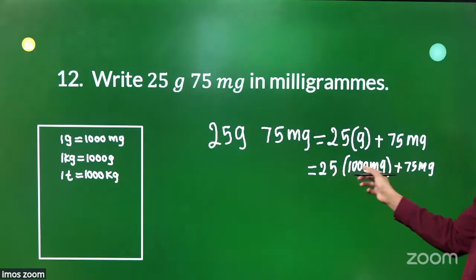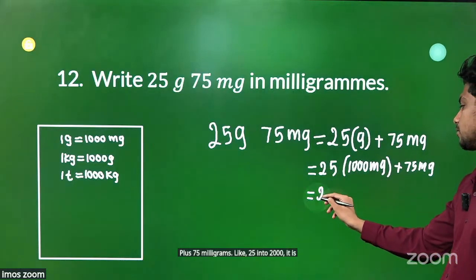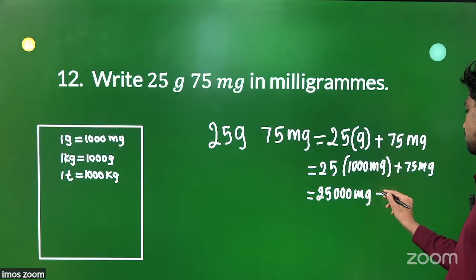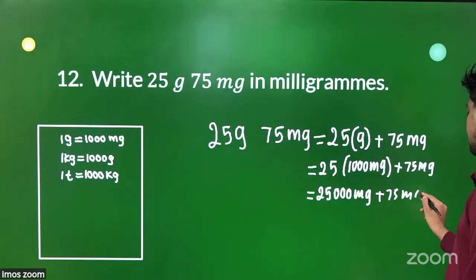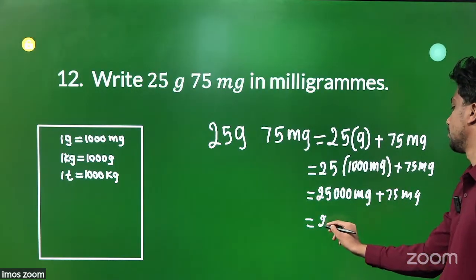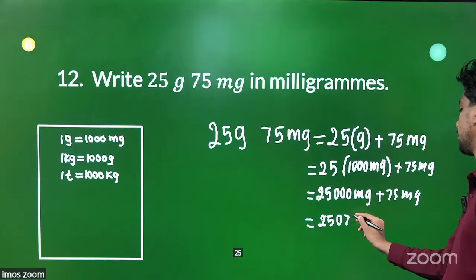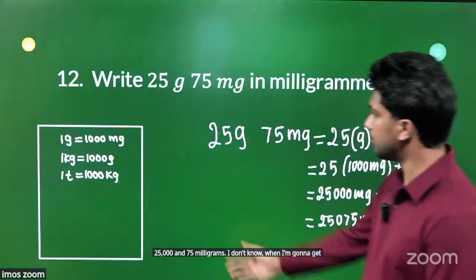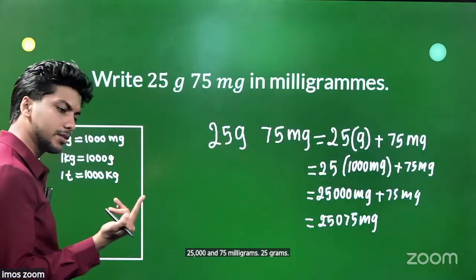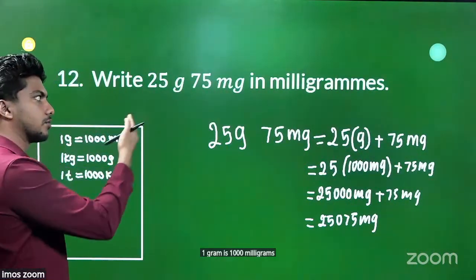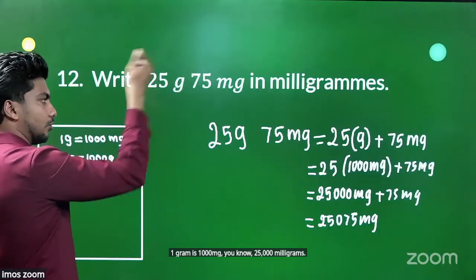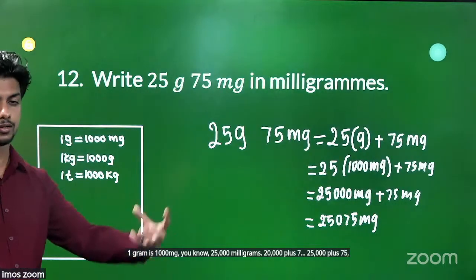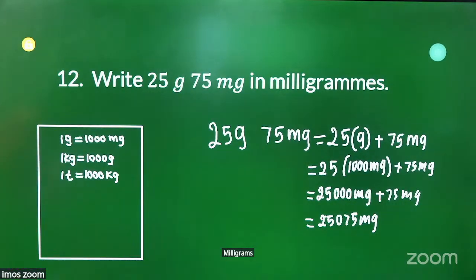Then 25 into 1000 is 25,000. 1 gram is 1000 milligrams, so 25 grams is 25,000 milligrams. So 25,000 plus 75 is 25,075 milligrams. Right?